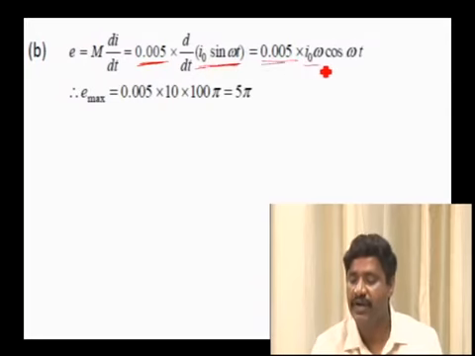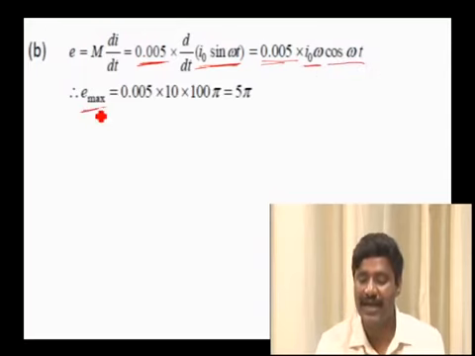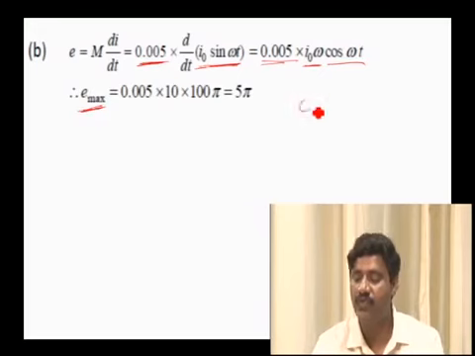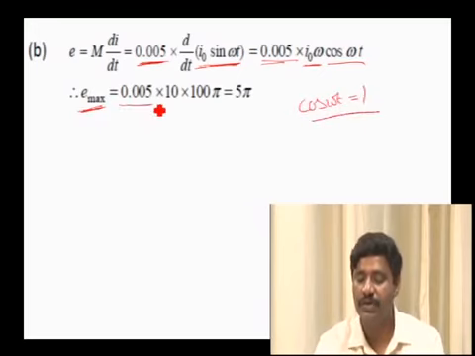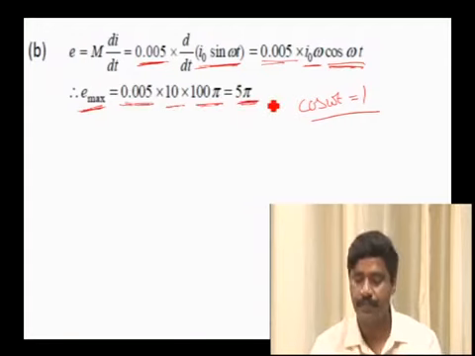Differentiation will give I naught omega cos omega t. But we need to find out the maximum value. For maximum value, we have to take cos omega t equal to 1. The equation will be 0.005 I naught omega, because cos omega t becomes 1 when E becomes maximum. On substituting all these, you get the value as 5 pi.